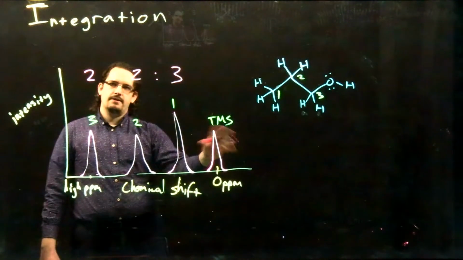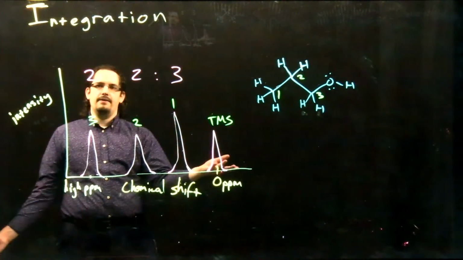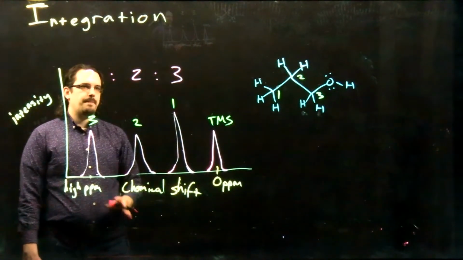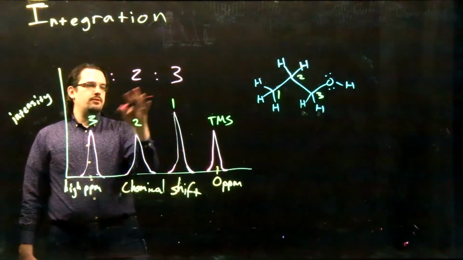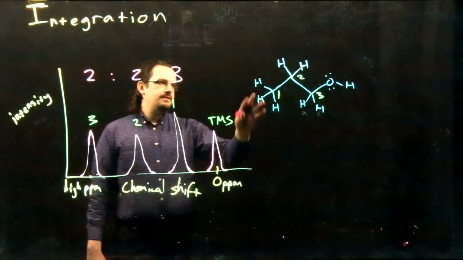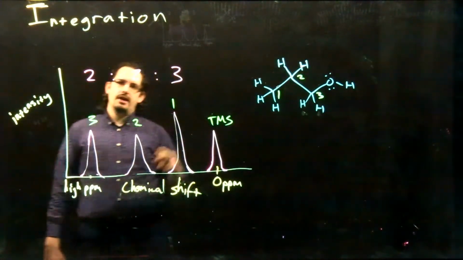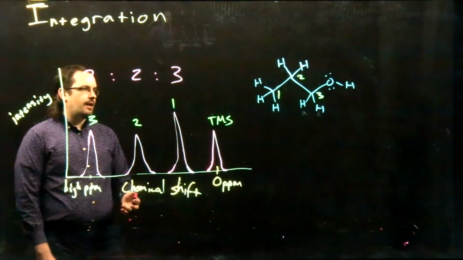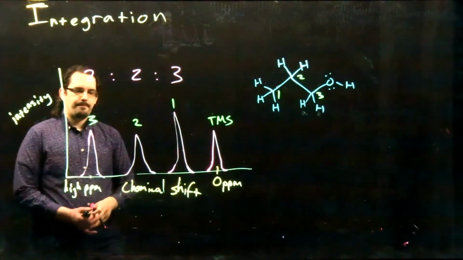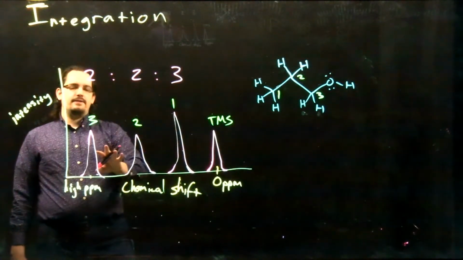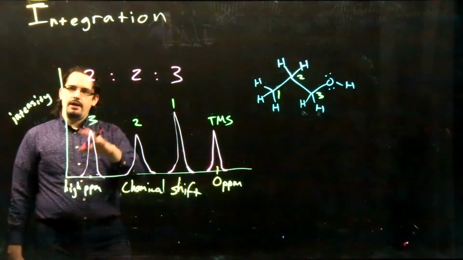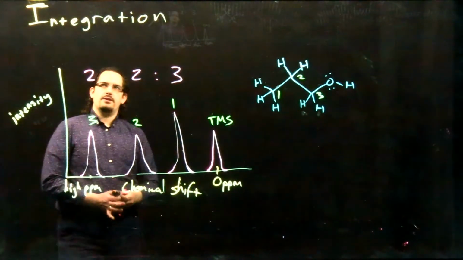TMS, of course, is our standard. The size of that TMS peak depends on just how much TMS you might have added to your sample. So we get this characteristic 2 to 2 to 3 ratio in the size of our peaks because that's the ratio of the number of hydrogen atoms in our original molecule. Now again, this applies to the overall area of our peak, not just the height. That's why we use the term integration.